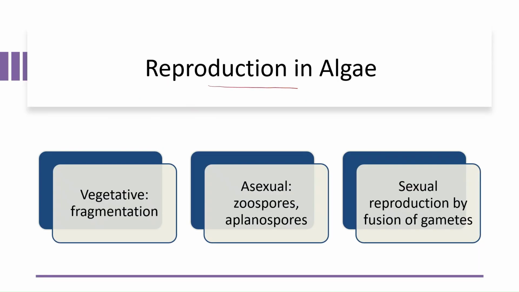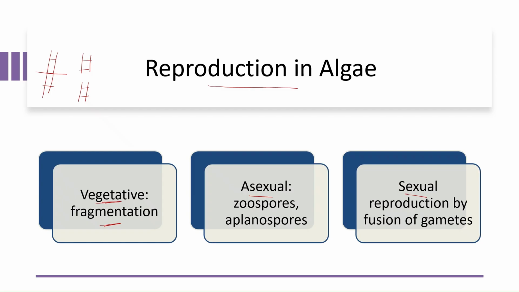Reproduction in algae. Reproduction in algae is by vegetative method, asexual method and also sexual method. In vegetative, it is by fragmentation. Means if I take this as one algae and here it will cut and make daughter fragments of algae. So like this is called vegetative reproduction.